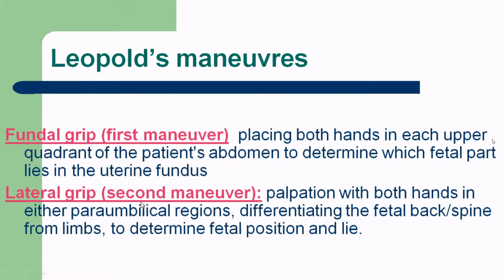Okay, the second maneuver is known as the lateral grip. Here we palpate with both hands in either umbilical regions, differentiating the fetal back or spine from limbs. On one side you will feel the fetal limbs, which are irregular knob-like structures, and on the other side you will feel the fetal back as a convex smooth structure. Okay, so by doing the lateral grip we will know the fetal lie and position.